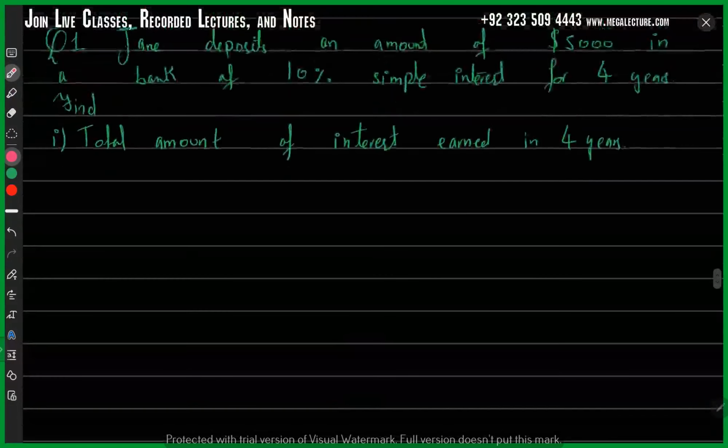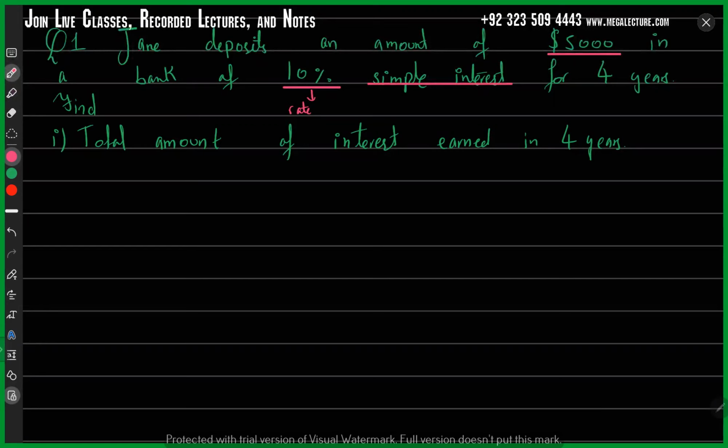Before understanding the question, obviously, we will find it apparently difficult. Now it says Jane deposits an amount of $5,000. This is your initial amount, your deposit amount, whatever you want to call it. Just wait and listen to me first. In a bank of 10% simple interest, now they have specifically mentioned the interest rate. This is basically your interest rate. And they've also mentioned that this bank is offering simple interest and not compound interest.